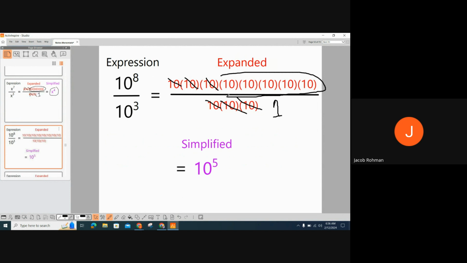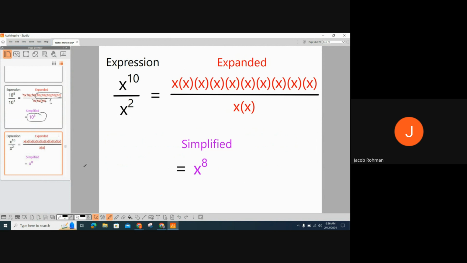So on the bottom of this fraction, you're going to have a 1. And then here at the top, you have 10 to the 5th power. So again, you could write this as 10 to the 5th power over 1, as a simplified fraction. But that's not necessary. We would just take this as a simplified expression.